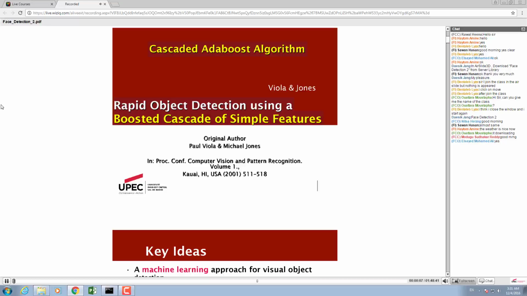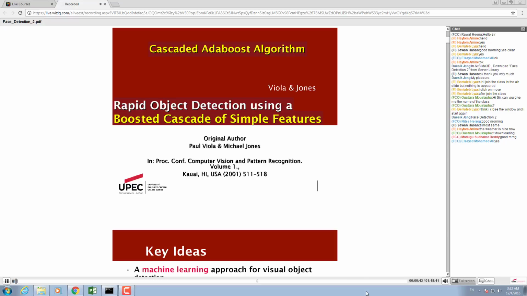Okay, so actually this is the third class for this course. And from last class, we have started to study the face detection algorithm. Especially, there are many papers and many different approaches, but we want to focus on this one, the cascaded AdaBoost algorithm. As we have already discussed, this algorithm is implemented in OpenCV, and that also makes it very famous.